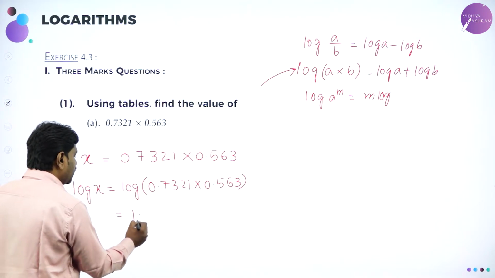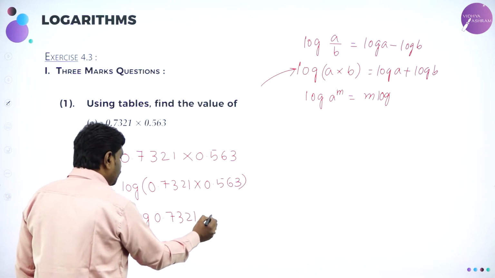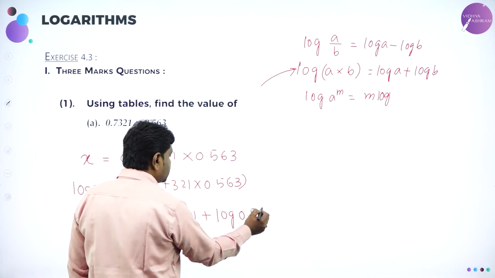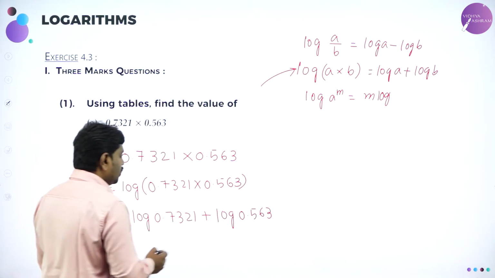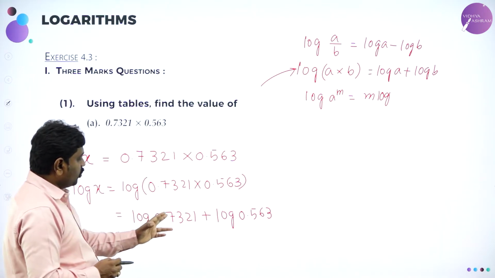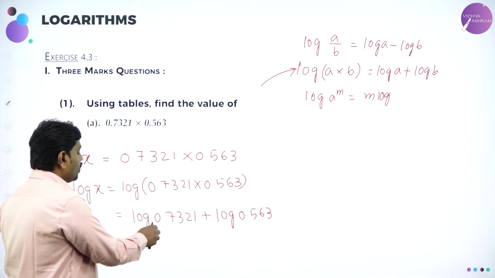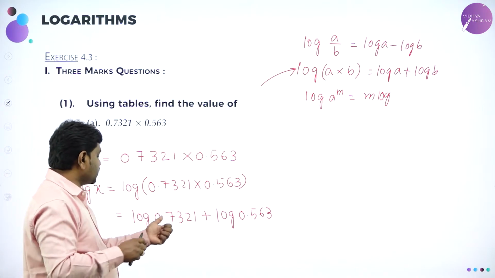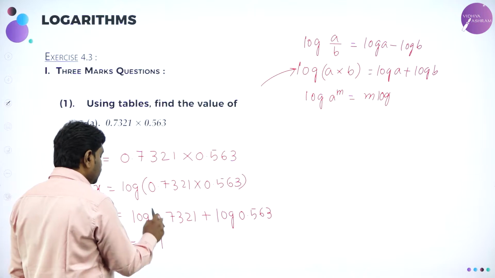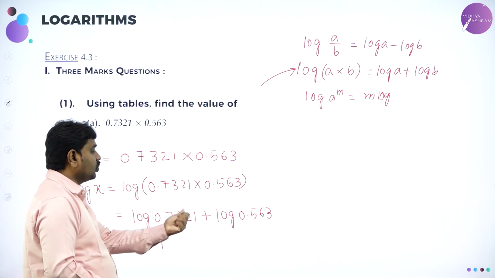You know log a into b. What is log a into b? Log a into b is log a plus log b. Log 0.7321 plus log 0.563. Now in order to find log, we have to use the log book. So log 0.7321 plus log 0.563. Before the log, we should find the characteristic. Before the decimal we don't have any digit, 0 is there. So 0 minus 1 is bar 1. And now we should use the log book and find 73 under 2 under 1.